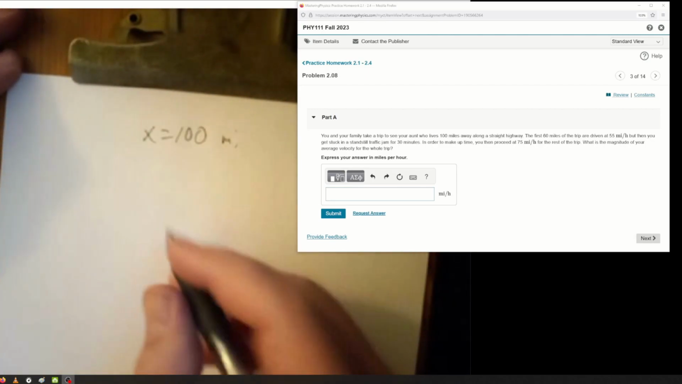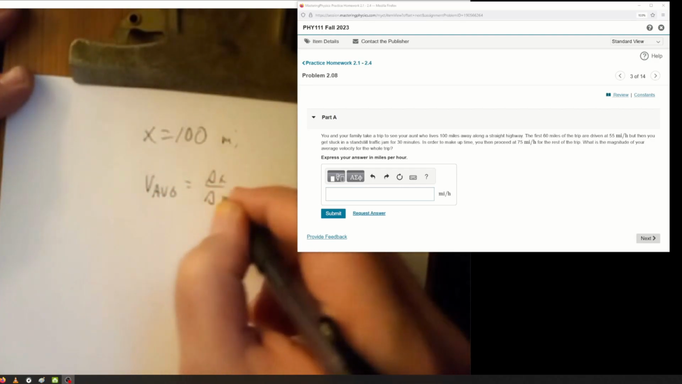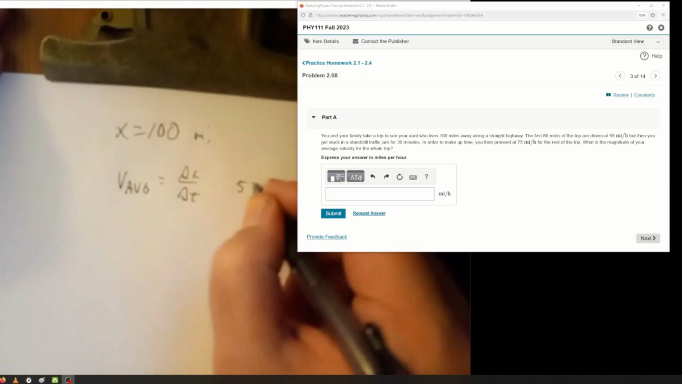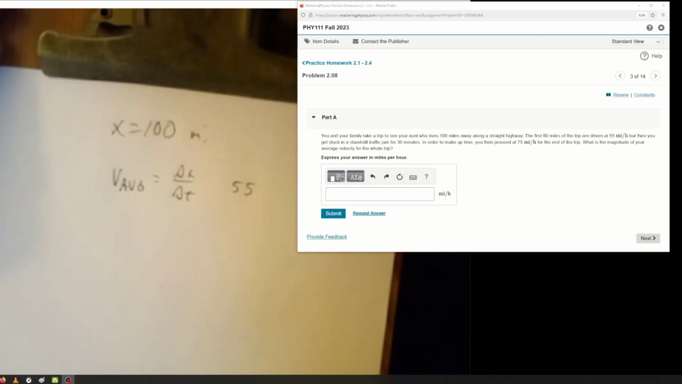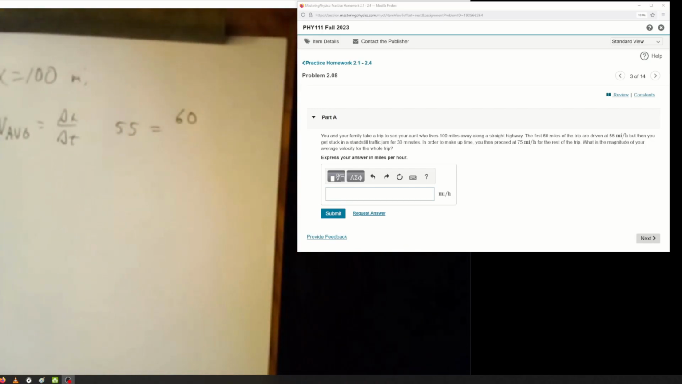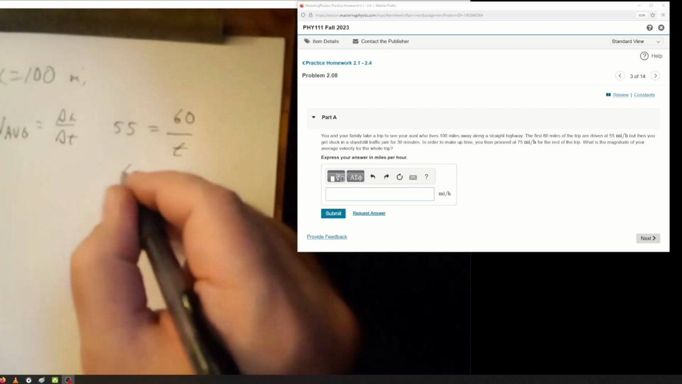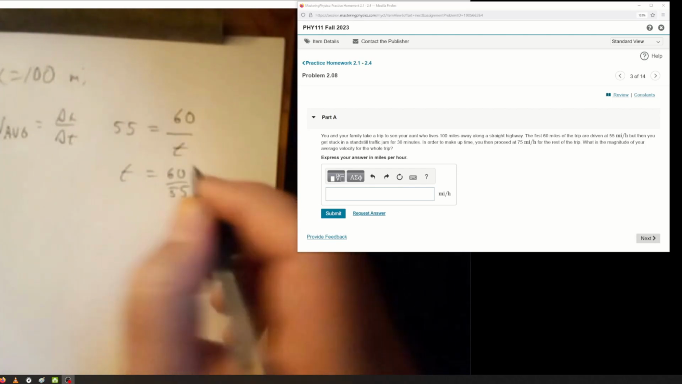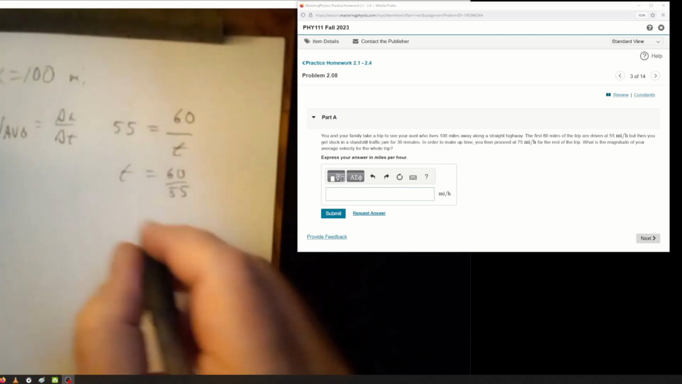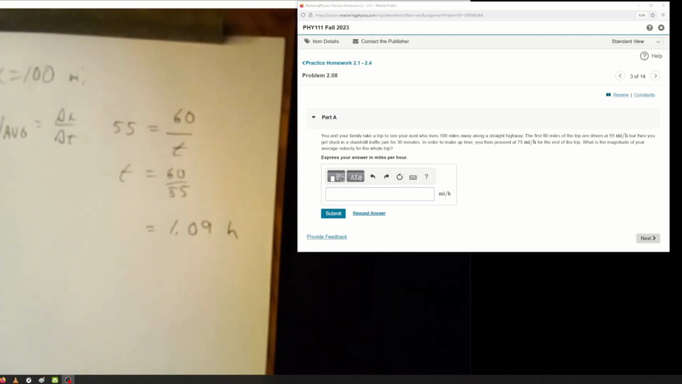So we would just look at our average velocity, which is change in x over change in t. What they're saying here is our average velocity is 55 miles per hour, and we traveled that for 60 miles. But we don't know how much time that took, but we can figure that out. A little over an hour.